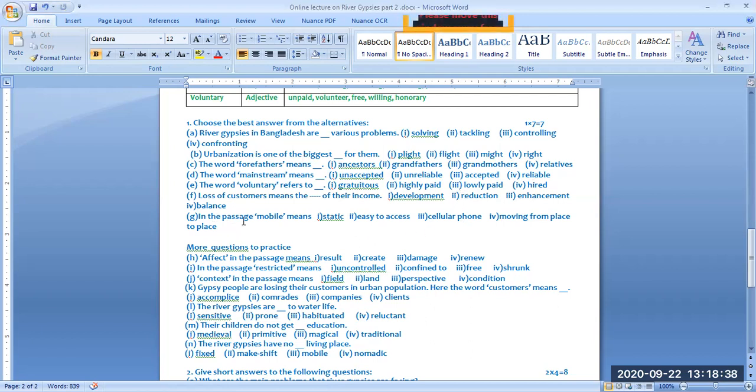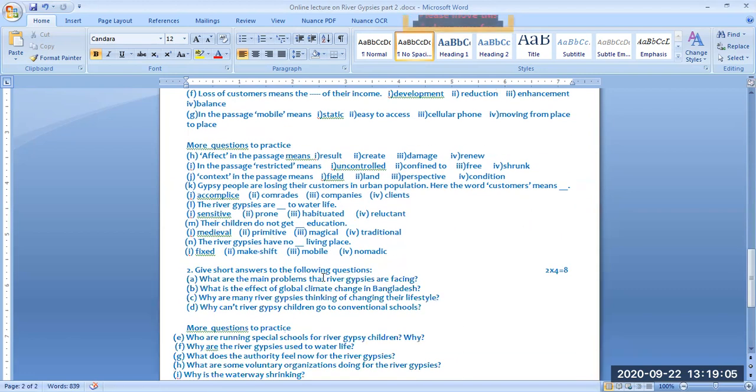Then let's go to the last question here. In the passage, mobile means, we know that mobile may be a cellular phone, but in contextual meaning, the correct option should be moving from place to place. Mobile means movable, that can be moved from one place to another. So the correct option should be option 4 here.